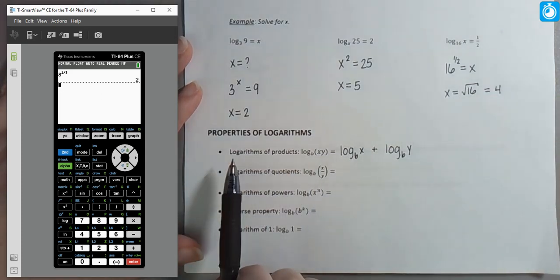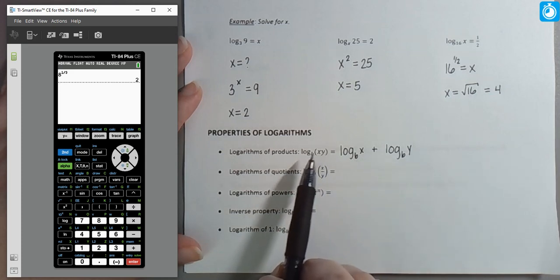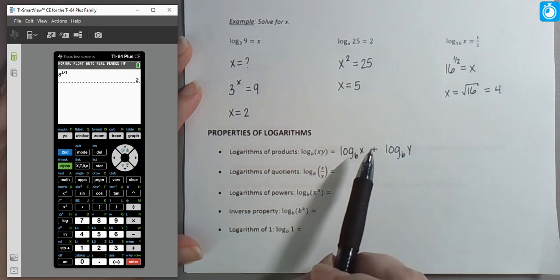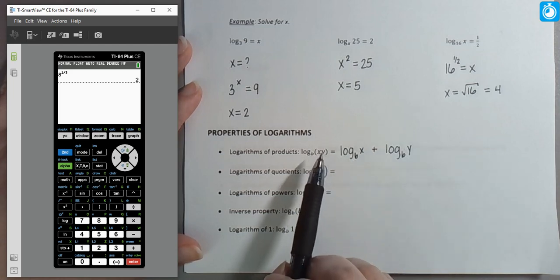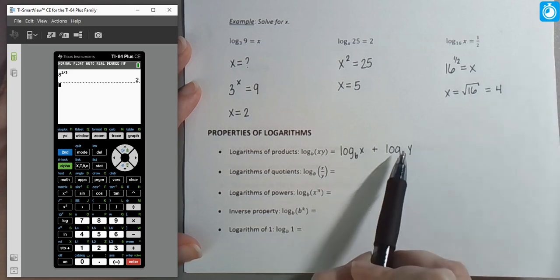So essentially what this rule says is that if we have a product inside of a logarithm, we can split that up into two separate logarithms that are added together. So multiplication on the inside of a logarithm becomes the addition of two separate logarithms.